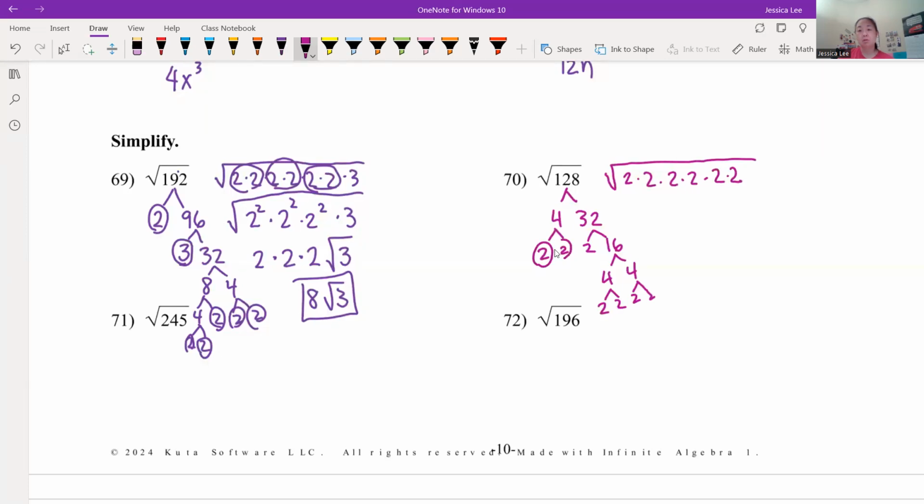1, 2, 3, 4, 5, 6, 7. 1, 2, 3, 4, 5, 6. I need one more. 7. Done. All right, I'm looking for my perfect squares.